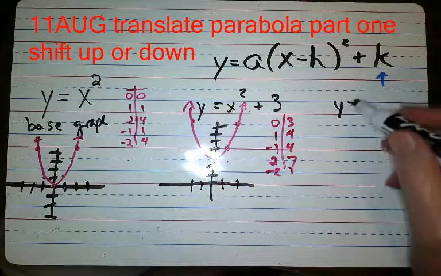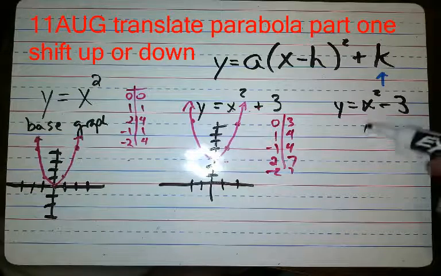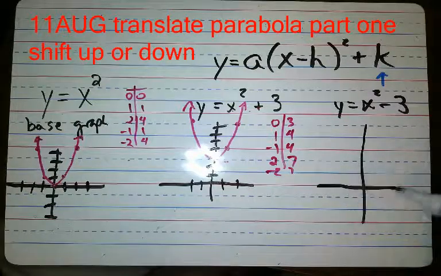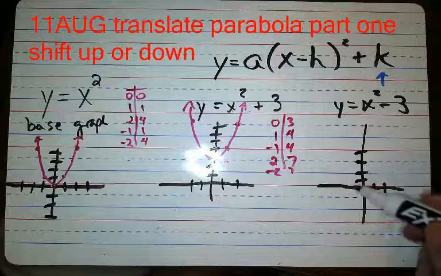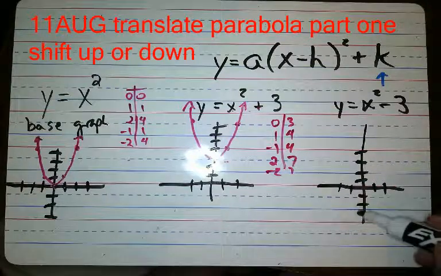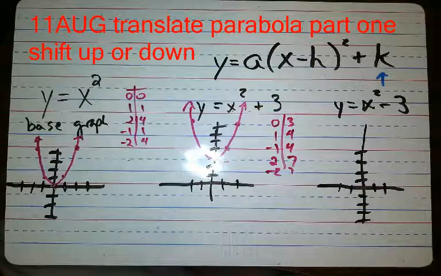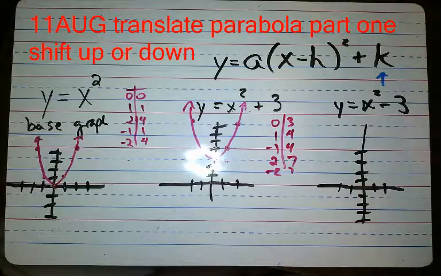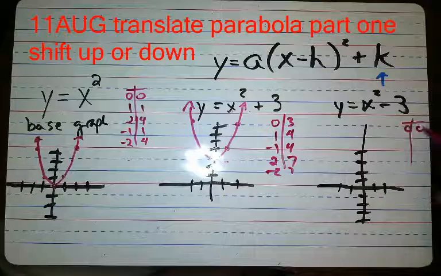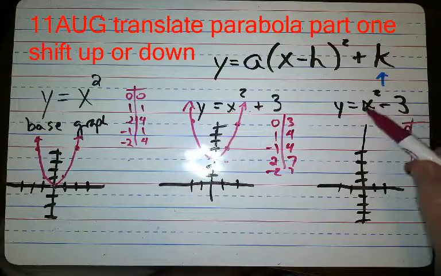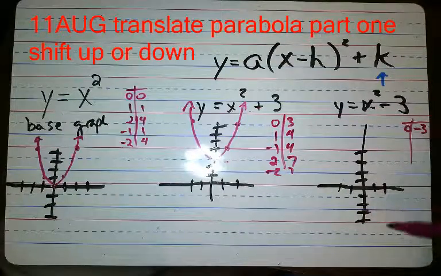So what if I had y equals x squared minus 3? Well, then my picture would be in the same place. Okay. So if I move it down 3, the picture's just going to slide down, right? So we can plot the points just to see. Whenever 0 goes in, 0 squared is 0. 0 minus 3, that's negative 3. So that's that point right there.